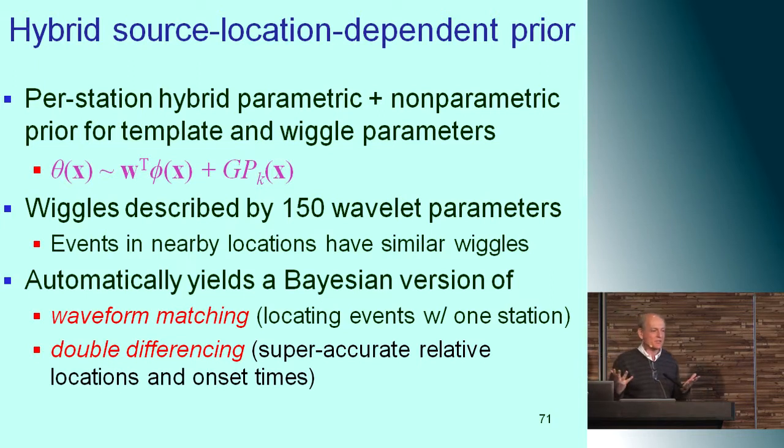And with this approach, we get waveform matching, which means that when we see an event, we can actually find other events that look similar, and that tells us something about the location of the event. We can get something called double differencing, which is kind of like super resolution. You get super accurate relative locations of events by finding the locations which cause the two waveform signals to overlap perfectly.